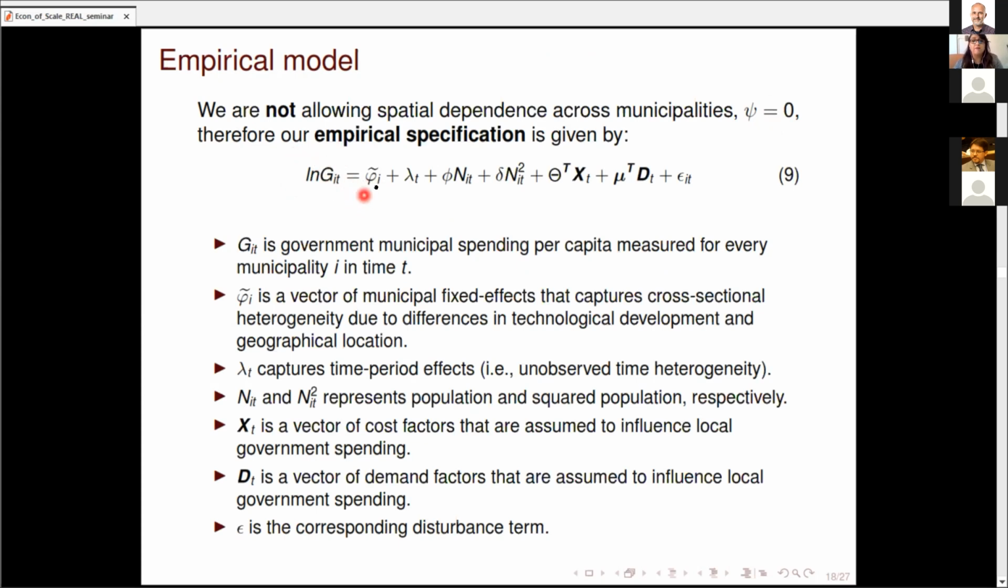So right now, my empirical specification is given by equation 9, where I have government spending. We also have a vector of municipal fixed effects and a vector of time period effects. We have our main variables, which are population and squared population. Then I have a vector of cost factors that affect government spending, and a vector of demand factors that also affect government spending. And of course, the corresponding disturbance term.